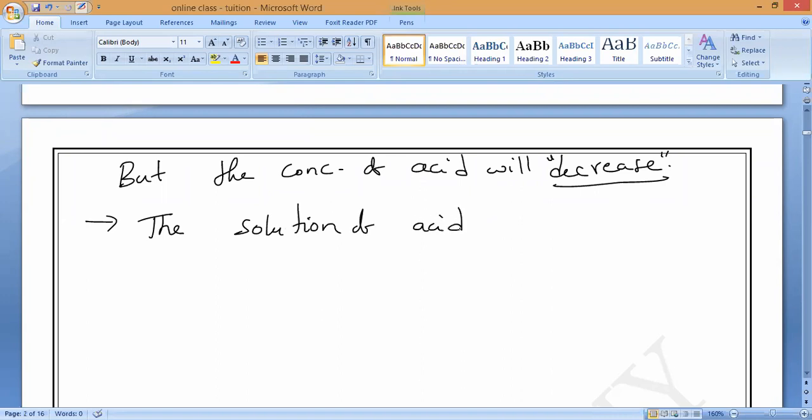The solution of acid means which state? Liquid state or aqueous state? All of you should respond. Liquid state or aqueous state? The solution. You understand? Aqueous state. If you are not responding, you will never remember.